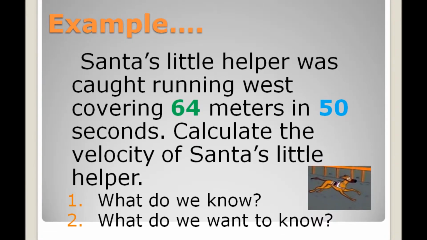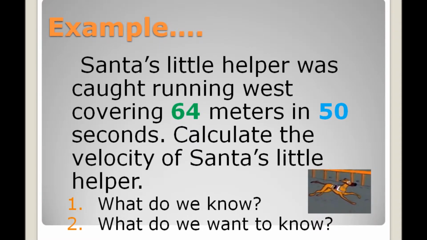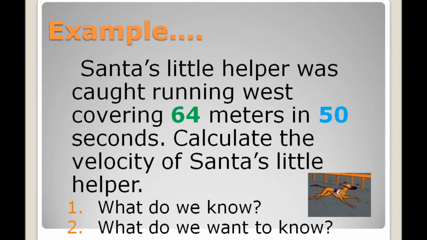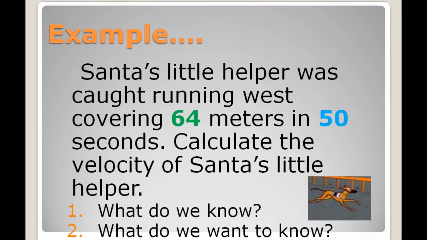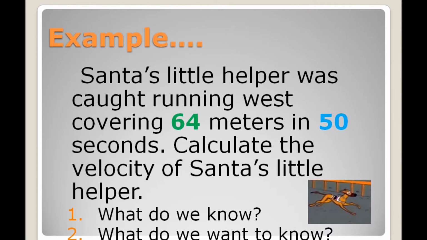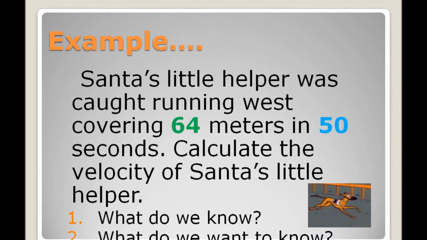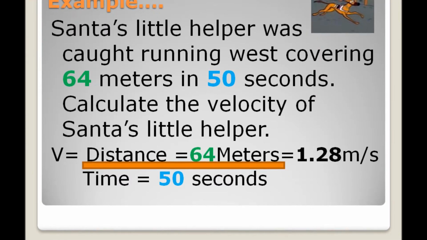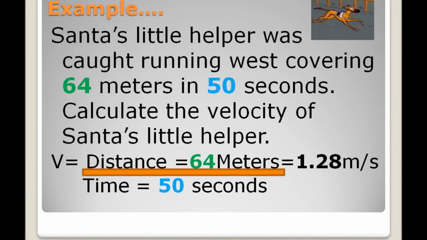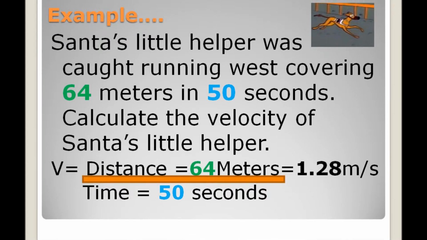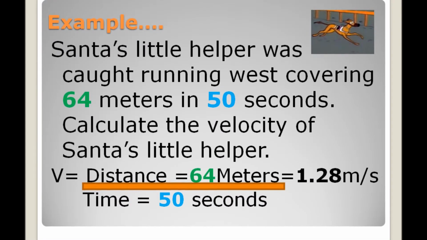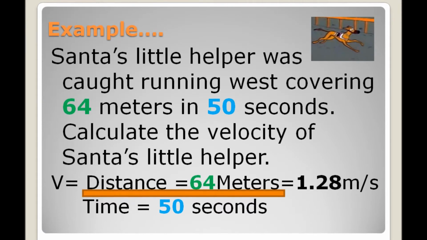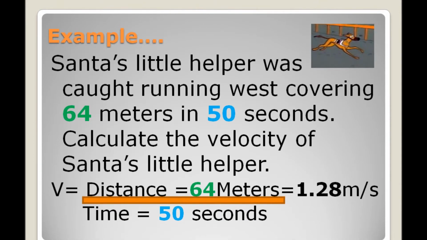Well, again, we know that Santa's little helper was running west, covering 64 meters, and it took him 50 seconds. What do we want to know? Well, we want to know the velocity, so we're going to set up our equation. Our equation is distance over time, which is 64 meters over 50 seconds, which is equal to 1.28 meters per second.